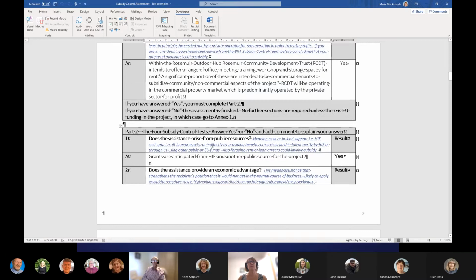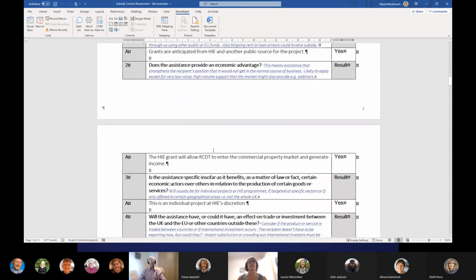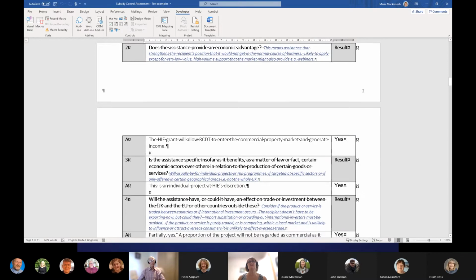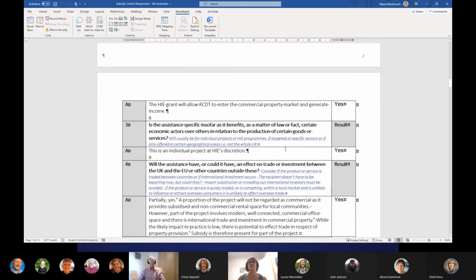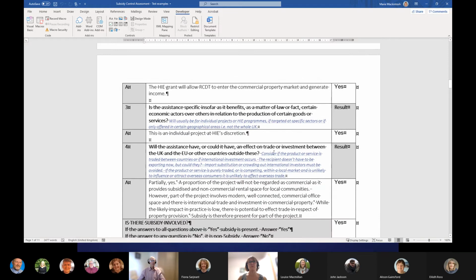So there we're talking about, is it from the public's resources? It could be grant aid from HIE, and there could be other public funding of the project, so you might want to mention that. For the economic advantage, it will provide them with a cash resource, and it's going to help them get into the commercial property market. So you can see some of it just needs to be a one-liner that confirms why you've concluded what you have. But for more complex or larger projects, where we're putting more funding in, you might want to make sure that you've fully justified it.